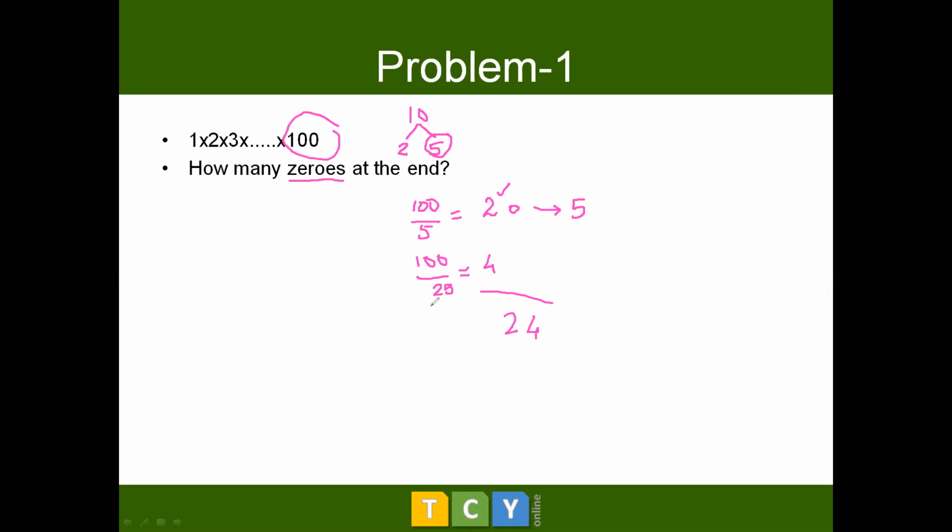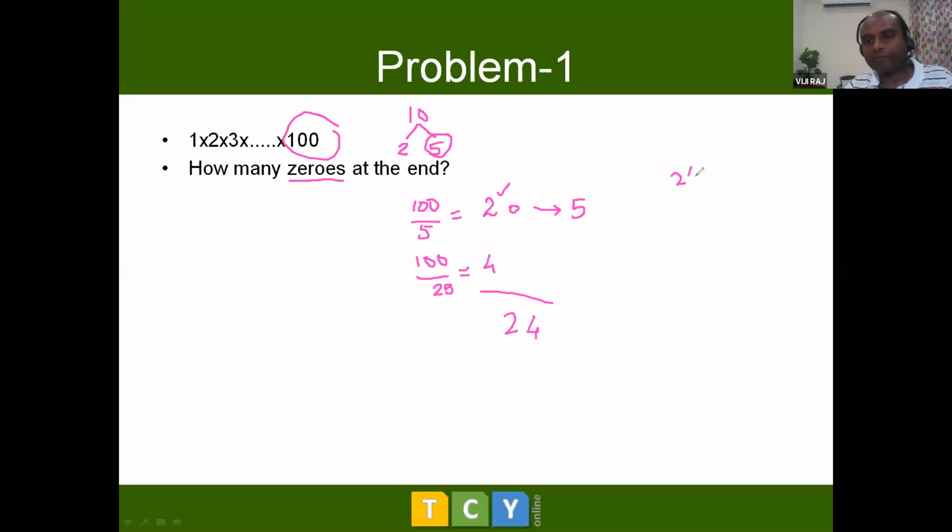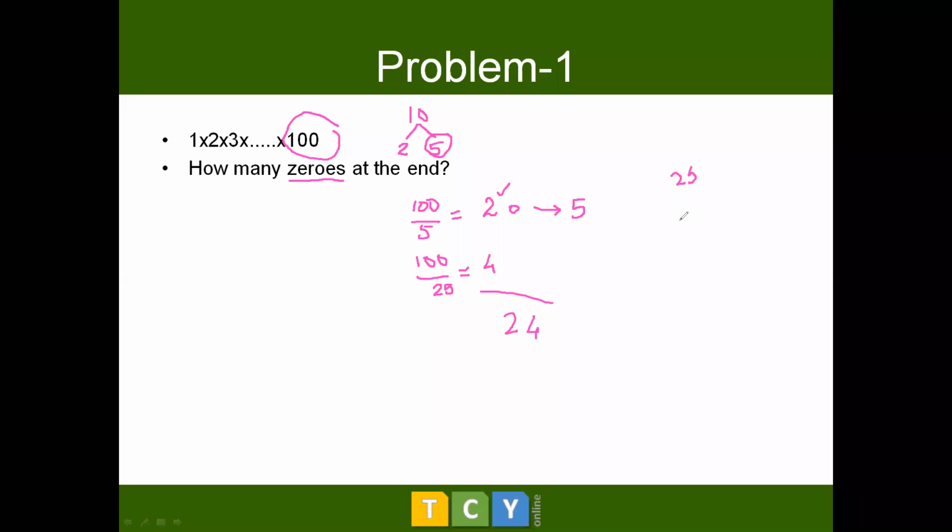Sir, we got 20 numbers, and which numbers have two 5s in them? The numbers which are multiples of 25: 25, 50, 75, and 100. So they have two 5s with them, right? All of you understood? Yes, sir. So there are a few things that we learn from this question.